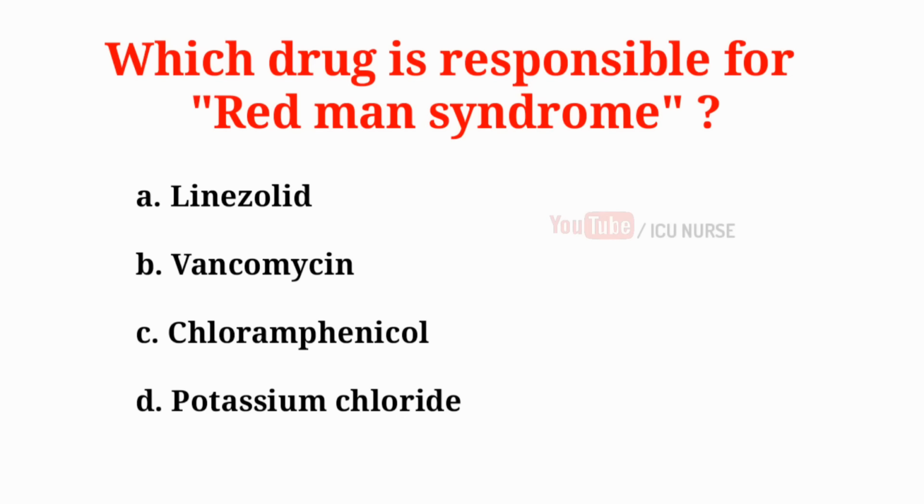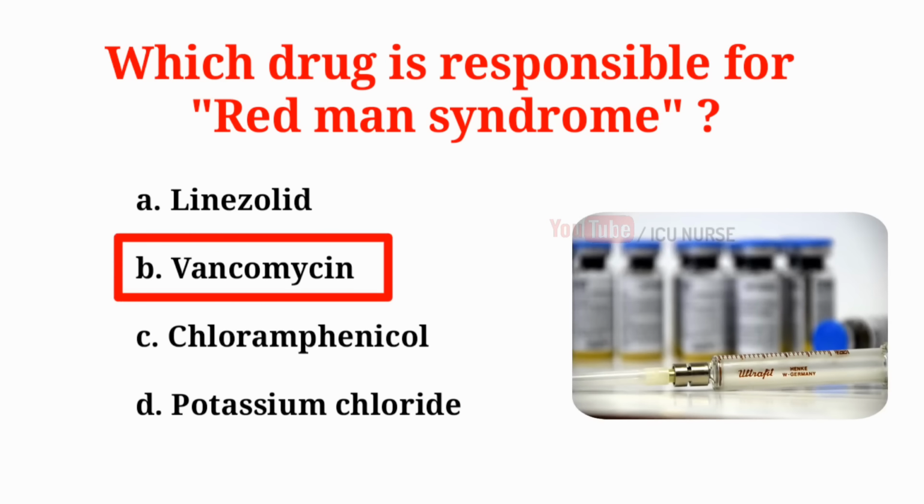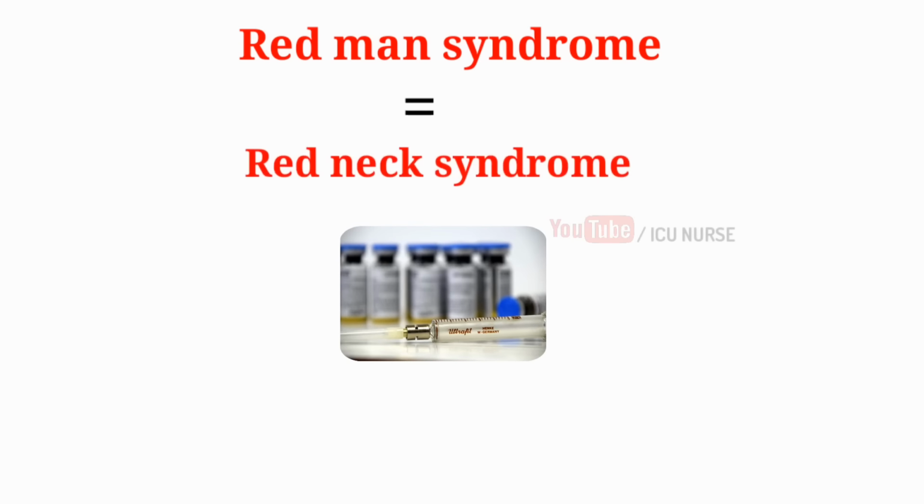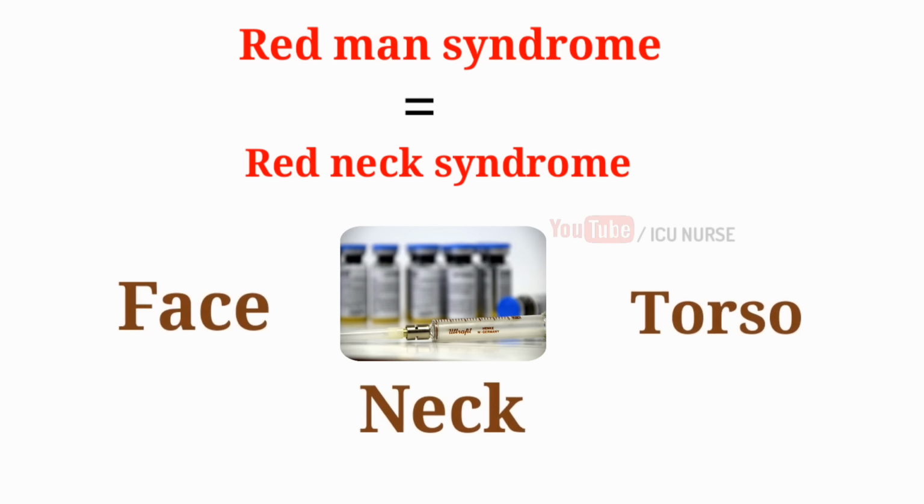Which drug is responsible for red man syndrome? A. Linezolid, B. Vancomycin, C. Chloramphenicol, D. Potassium chloride. And the correct answer is B. Vancomycin. Red man syndrome is also called red neck syndrome. The name comes from the red rash that develops on the face, neck, and torso of affected people.